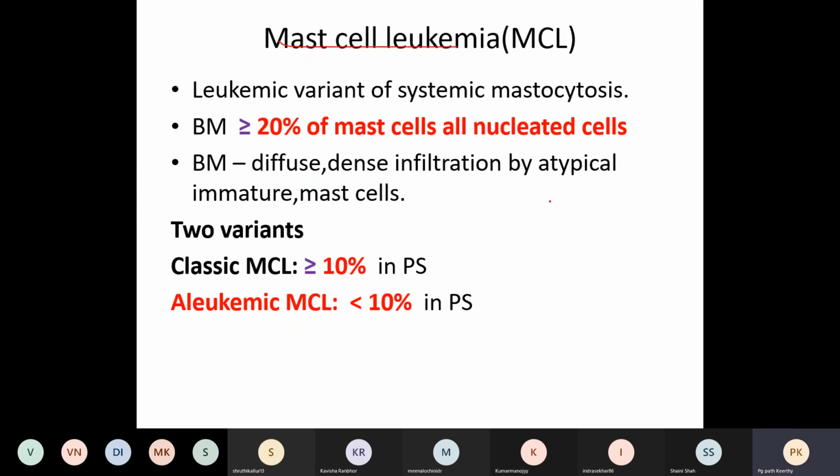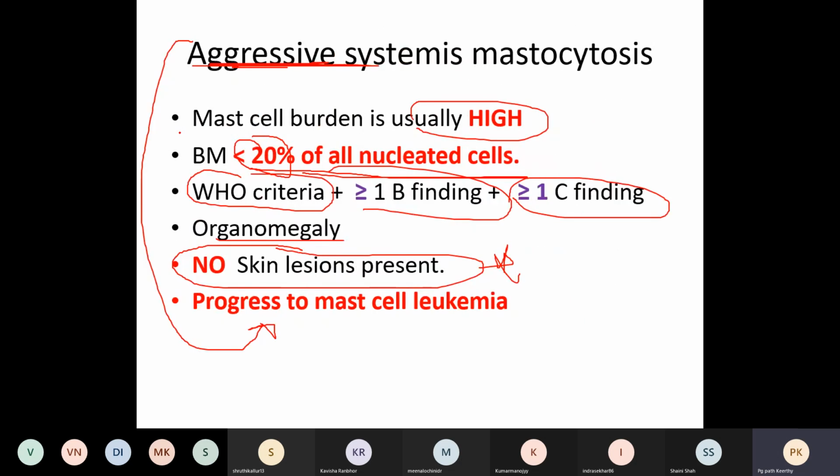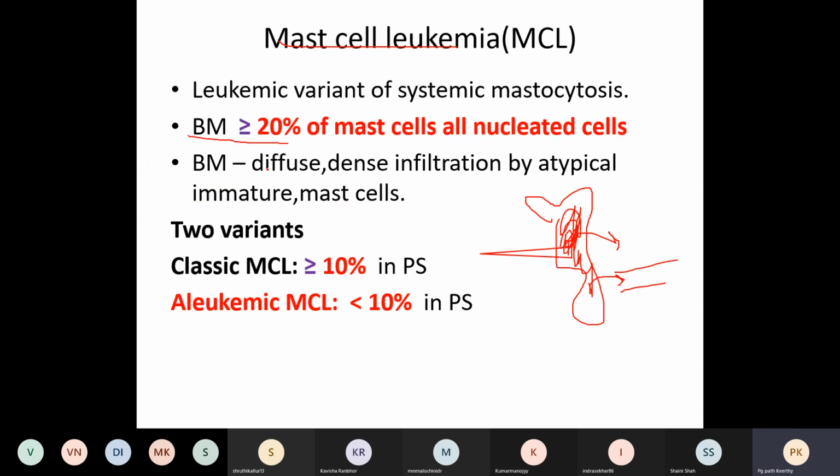Mast cell leukemia is when the cells spill from your bone marrow into the peripheral blood. See, if it has to come out of your bone marrow, there should be more mast cells than the marrow has space for. In aggressive disease, it has not yet become leukemia; there is still place in your bone marrow. That's why the percent is less than 20. When they become more than 20, they will not have space in your bone marrow, so they get spilled up. Then it causes mast cell leukemia. Got it? Less than 20, more than 20.